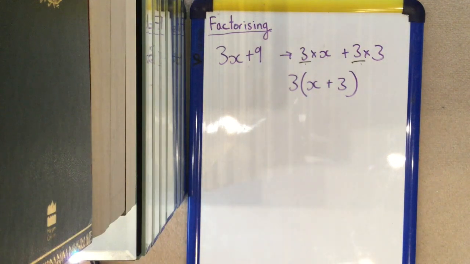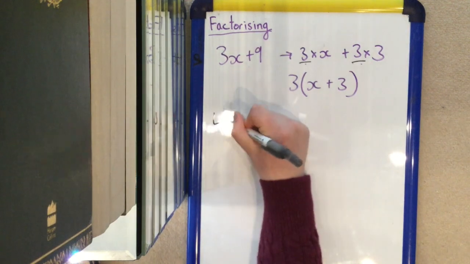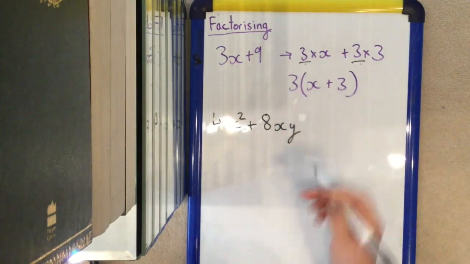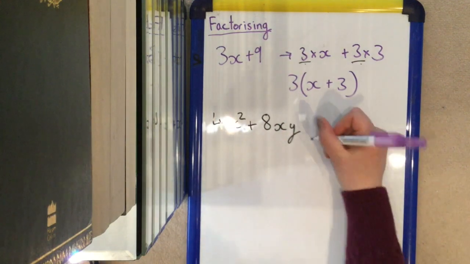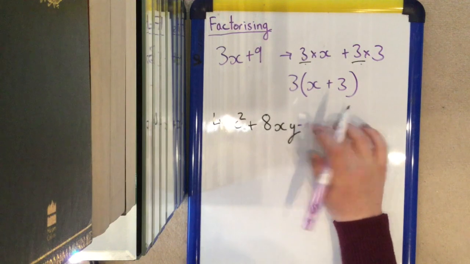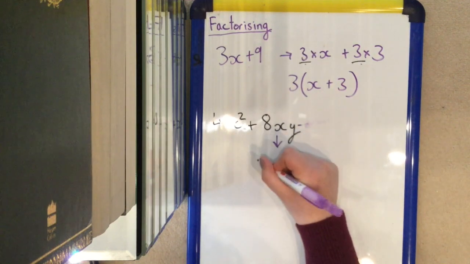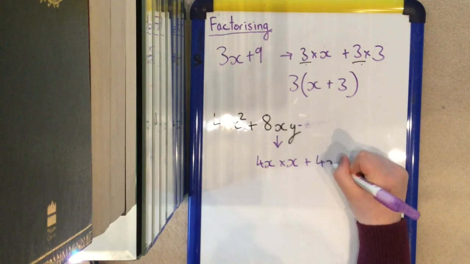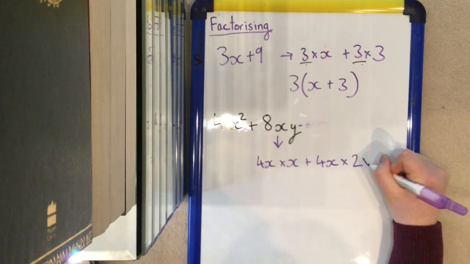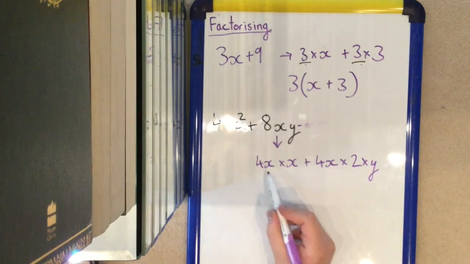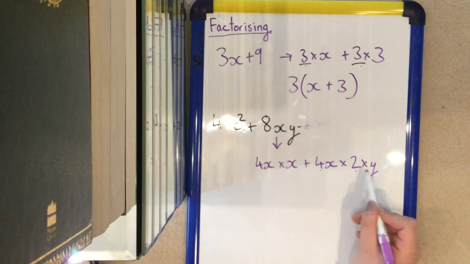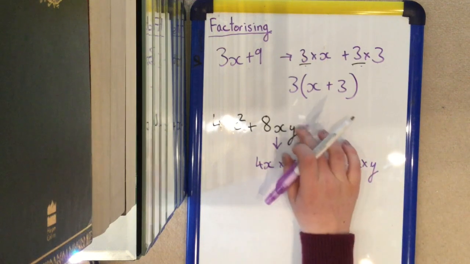This can be done for slightly more complicated expressions as well. So for the expression 4x squared plus 8xy, this may look a bit complicated, but if I rewrite this, I'm going to have to do it below, as 4x times x plus 4x times 2 times y. You can see 4 times x gets me 4x squared, and 4x times 2 times y gets me 8xy.